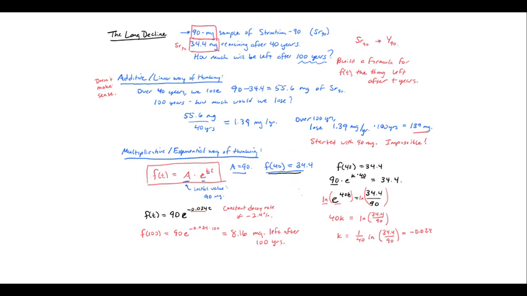For this, I have to use one of the given points. That A is just the initial value, and once I have this formula, I can substitute in any value of t that I like. Also, if this question had asked not how much is left after 100 years, but how much time it would take for the amount of strontium-90 to go down to 2 milligrams, I could have done that too. That's the inverse problem. In that case, I would take this formula, set f(t) equal to 2 milligrams, and then use the same process I used earlier to solve for t.